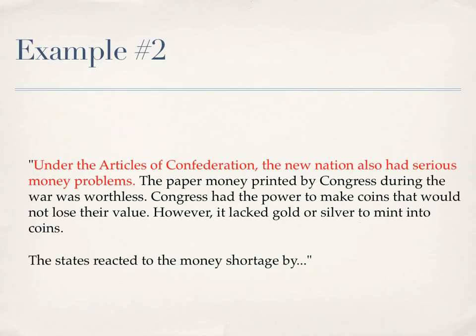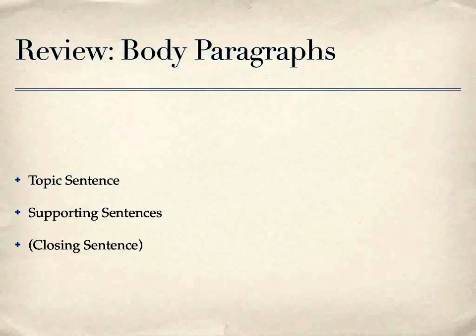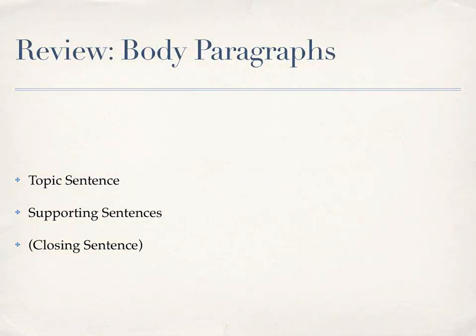You can see here that this first paragraph does not have a closing sentence. Instead, it ends with a sentence that hints that something is going to have to be done to solve these problems. And though I don't give you the entire next paragraph, I give you enough of the topic sentence for you to see that that is what the next paragraph will do. So to review, body paragraphs need 3 parts. Sometimes. They always need a topic sentence, they always need detailed supporting sentences, and they sometimes use a closing sentence.